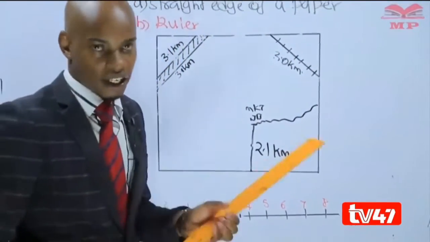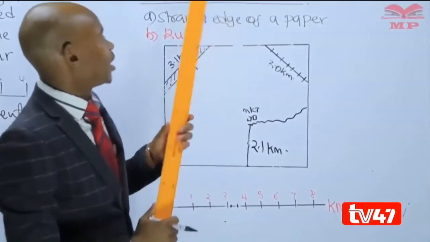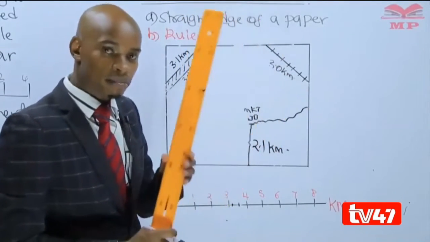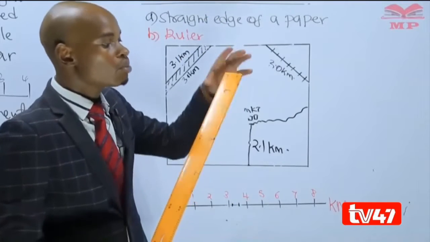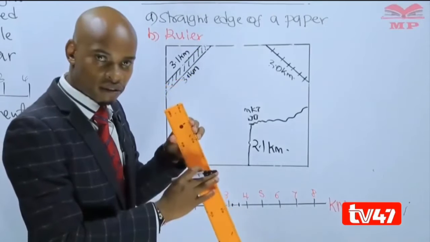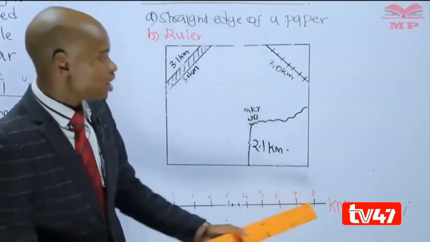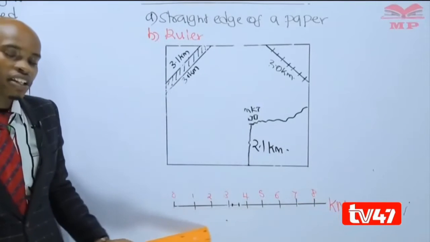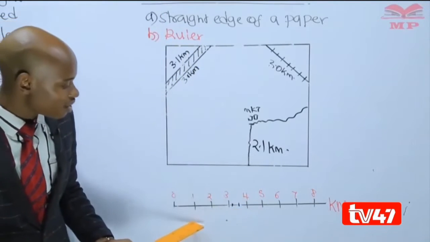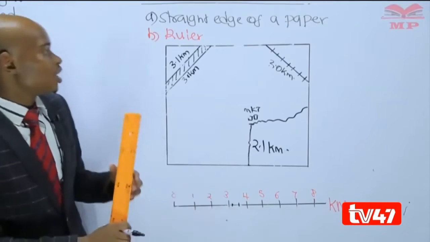I want to repeat again and again, when you're using a ruler, and that is why personally we recommend using a straight edge of a paper, because sometimes pupils and learners forget that the ruler's measurement does not matter. What matters is the measurement on the scale. So do not forget to mark on your ruler so that you can translate the measurement you have recorded on your ruler to the scale.